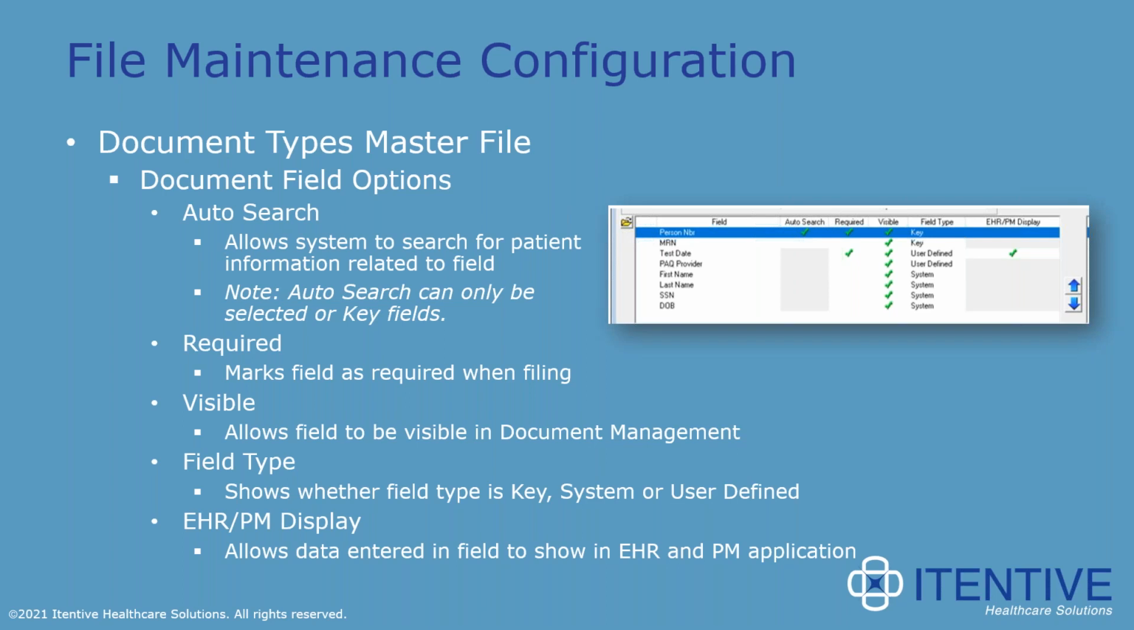And then the final column here is to allow the data that we see in this field to show in the EHR and the PM applications. So for example, maybe you've scanned in a test result. It might be helpful to be able to see quickly, in the EHR on that categories tab, what the test date was. So you can choose which of those items can display in the EHR and PM applications.